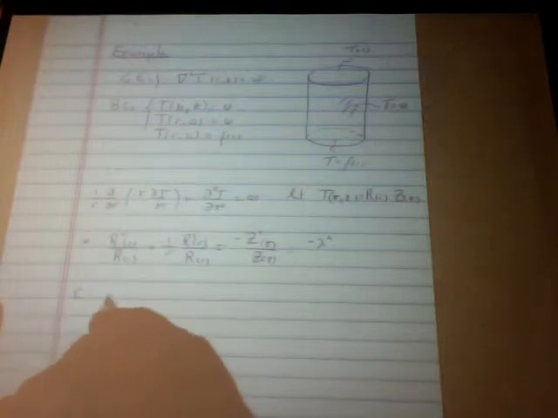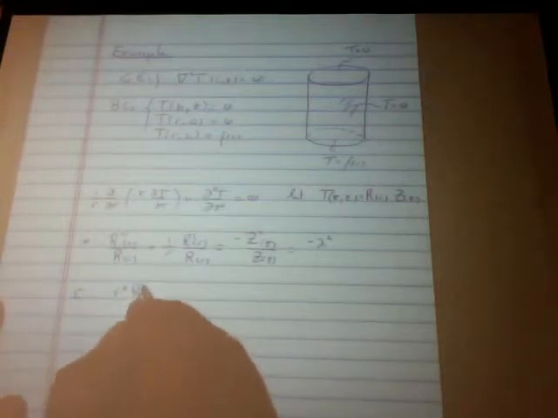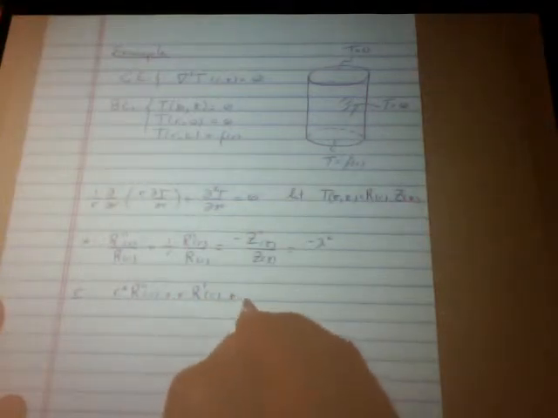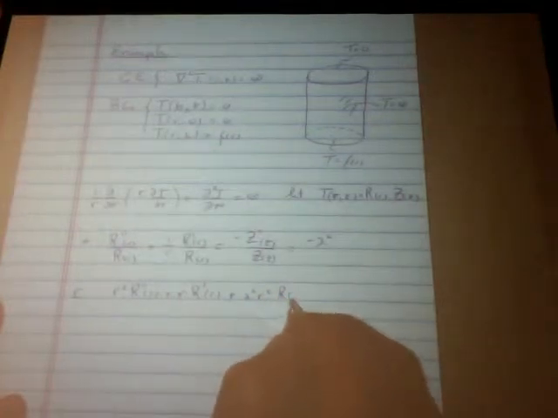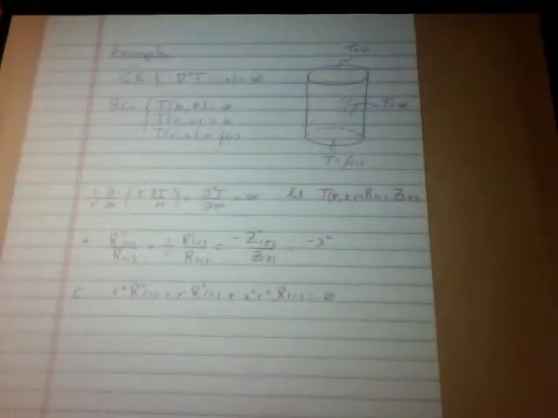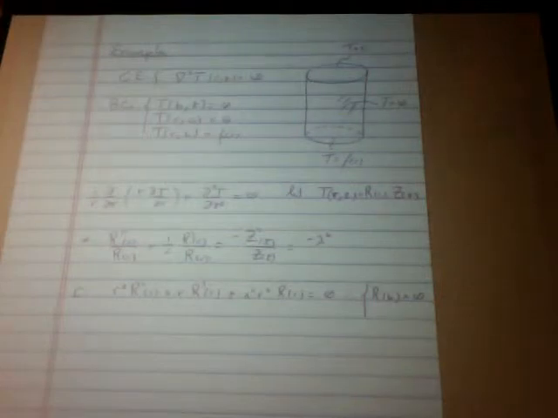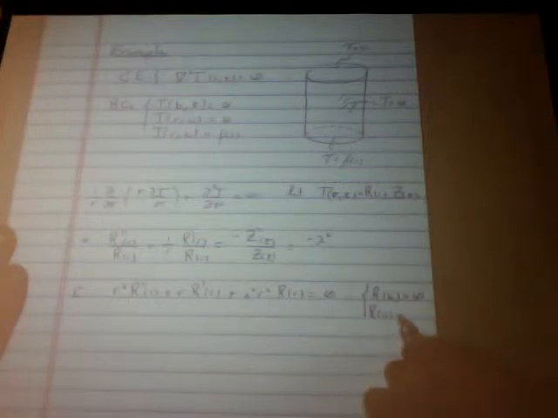So the r problem looks like r squared R double prime of r plus r R prime of r plus lambda squared r squared R of r is equal to 0. And since the condition in the r direction is homogeneous, we can say such that R at b is equal to 0. We only have one condition because the cylinder is solid, but we can establish also that R at 0 must be finite. That's a given.